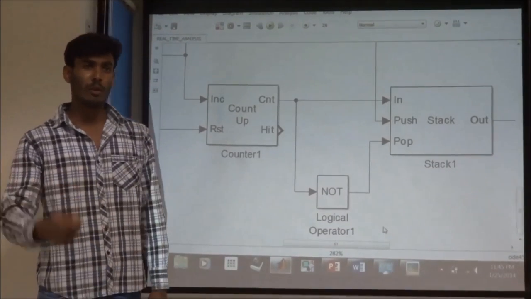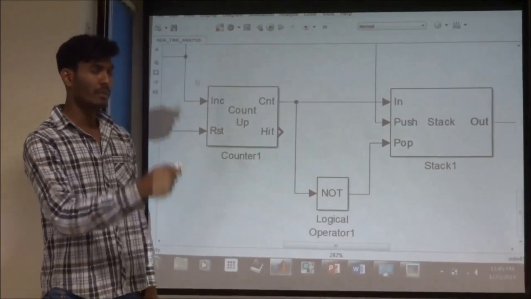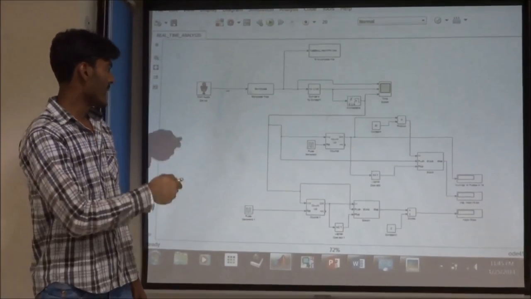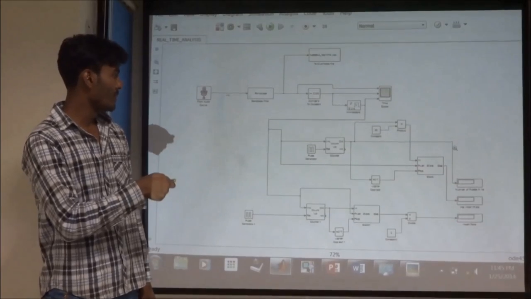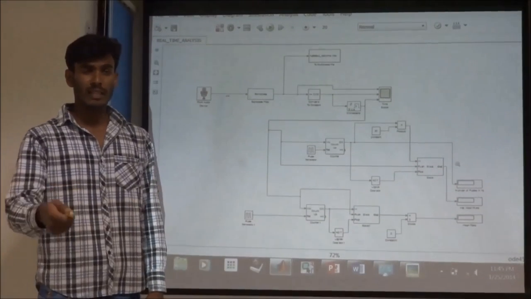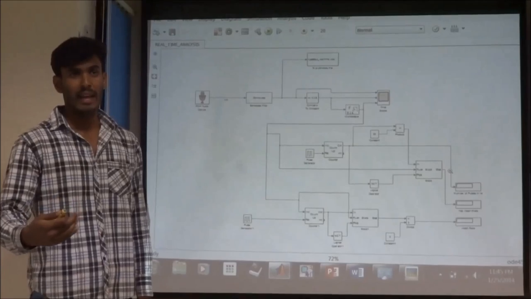These counters count the number of pulses, and the output of this is then given to a last in first out stack. The stack is such that it updates the display every 1 second and every 60 seconds. So this helps us in determining the heart rate every second and every minute.